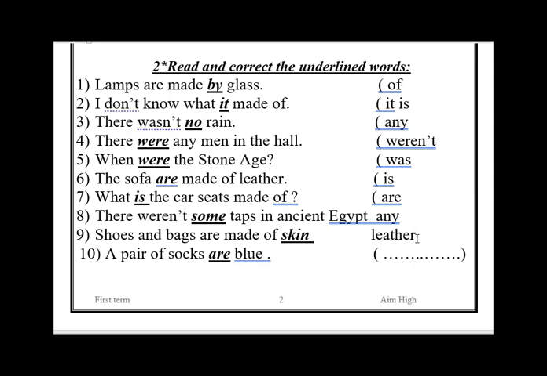A pair of socks are blue. So a pair of and the pair of. Here a pair of, I must say a pair of socks is blue. Okay, a pair of socks is blue. But if I have the pair of socks, I must say are blue.